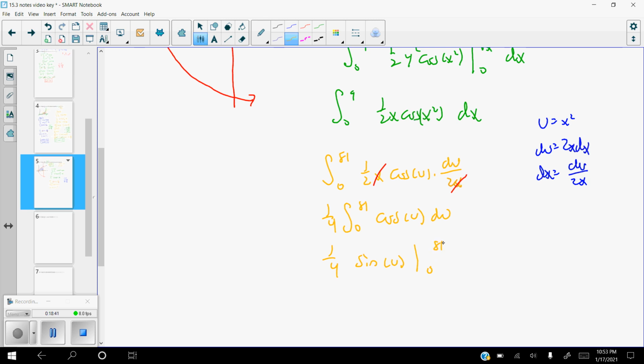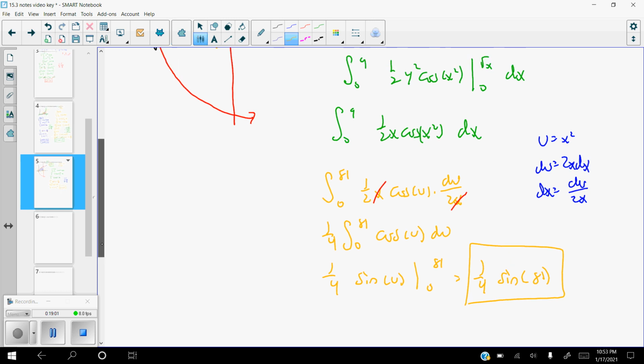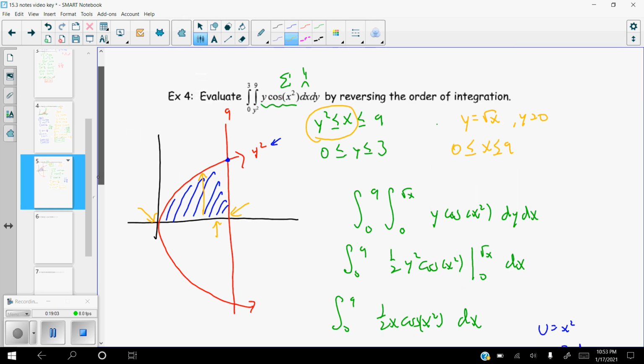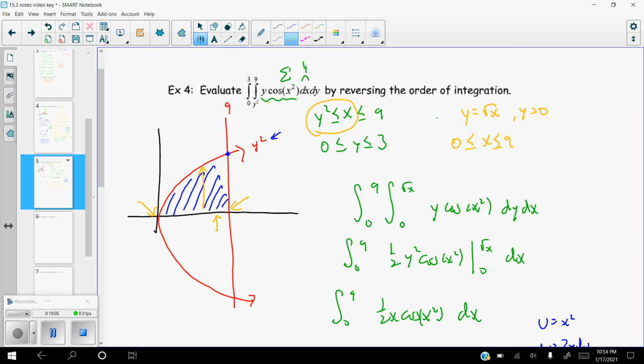This is really not going to be a nice number here. That's going to be 1/4 of the sine of 81 minus 1/4 the sine of 0. Fortunately, that's 0. So 1/4 the sine of 81, and there is our answer. And again, we had to do that one by reversing the order of integration simply because we wouldn't be able to figure out how to take the antiderivative of cosine of x squared without probably going back to infinite series. Again, probably really don't want to do it that way.